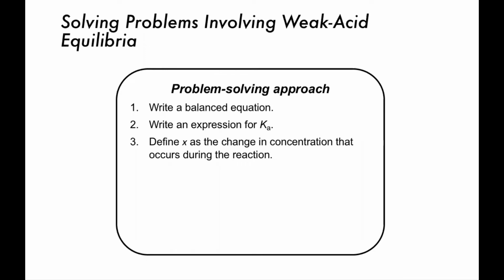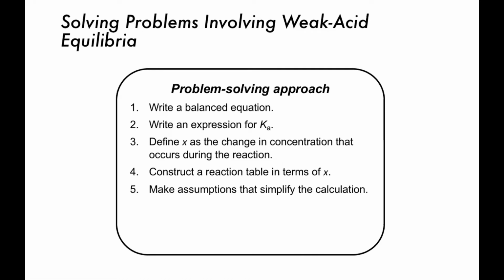So X is this idea that in our dissociation reaction or in our weak acid equilibria, there will be a certain fraction of our total acid that is dissolved in the water, for example, in the solvent, which will dissociate, and we will term that X. Then we will construct a reaction table in terms of X, and we will make assumptions that simplify the calculation. We will then substitute values into the Ka expression and solve for X.